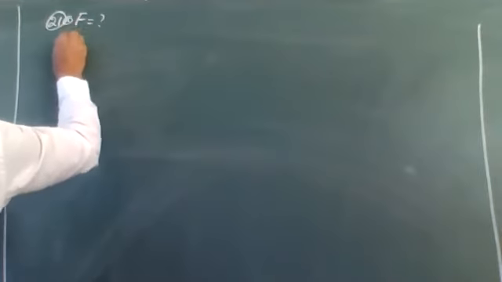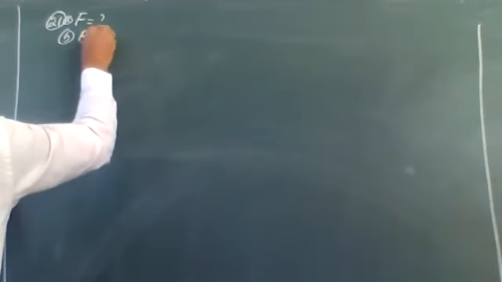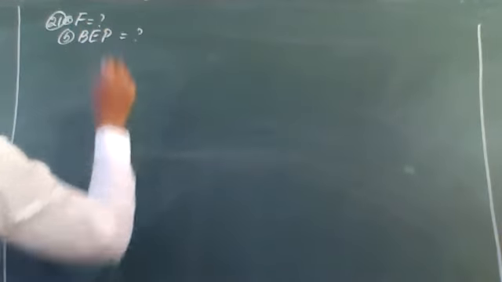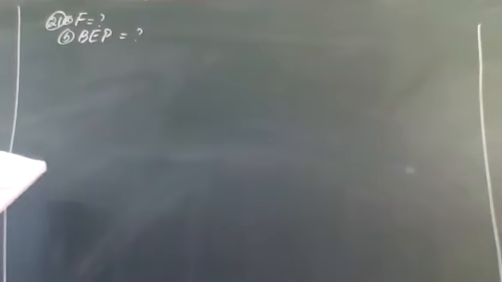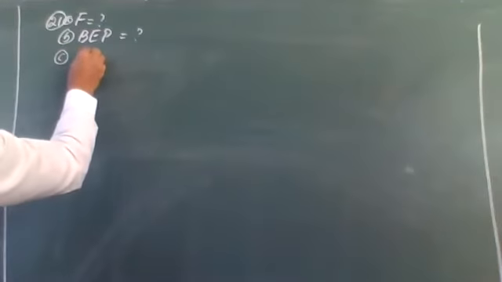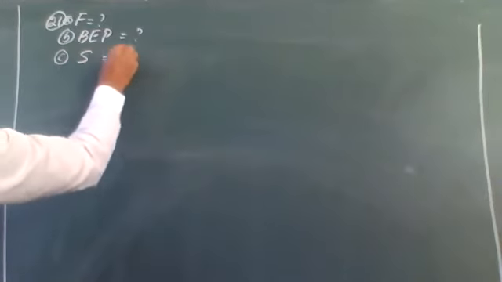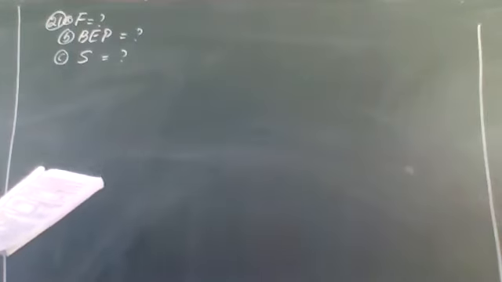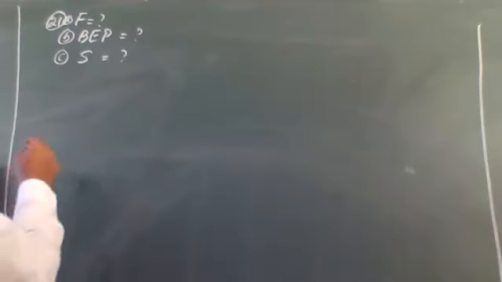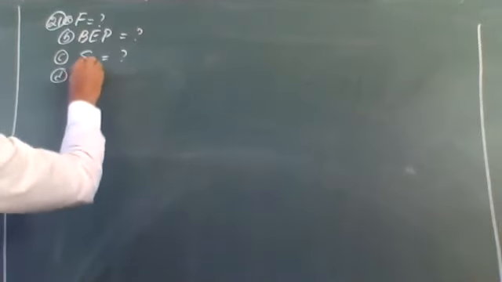Part A asks for break-even sales. Then B asks what is the break-even point. Part C asks what is the total sales, since sales is also not given. Profit is the last question he asked.